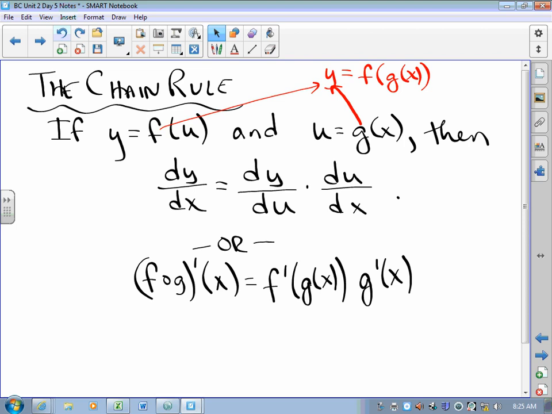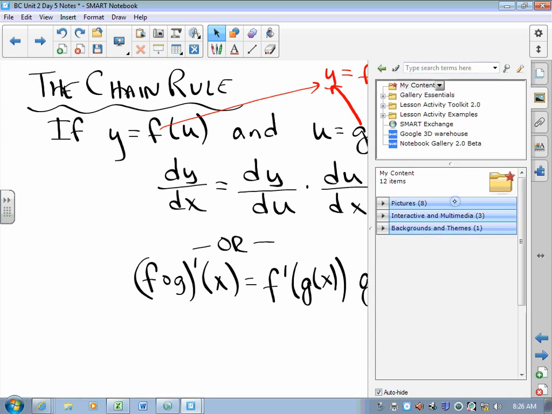You take the derivative of the outermost function, so to speak, evaluate that at the innermost function, and then multiply by the derivative of the innermost function. Let's see, do I have the picture? I probably don't have the picture because they wiped the board.